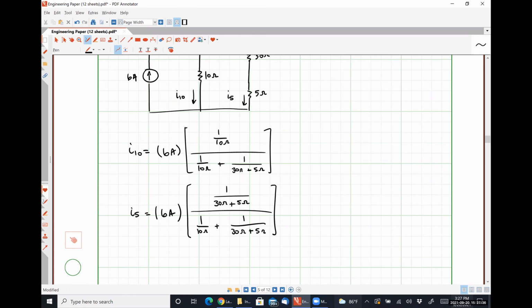Then we talked about voltage division, which allows us to calculate the voltage drop over any resistor in a series connection without ever having to calculate any current, as long as the voltage drop over the combination is known. And then we talked about current division, which allows us to calculate the current flowing through any branch of a parallel combination without ever having to calculate any voltages, as long as the current entering the network is known. Any questions on any of that stuff?